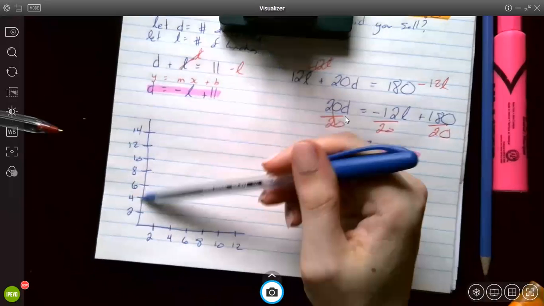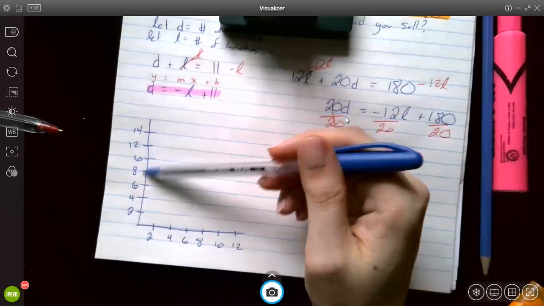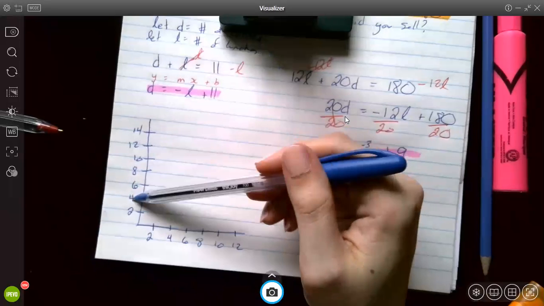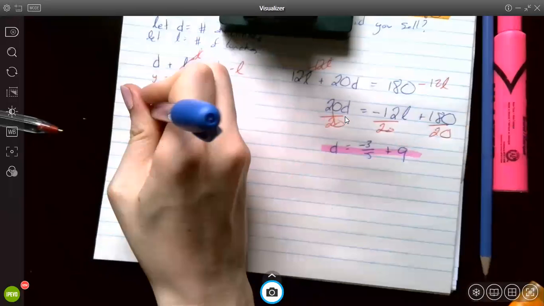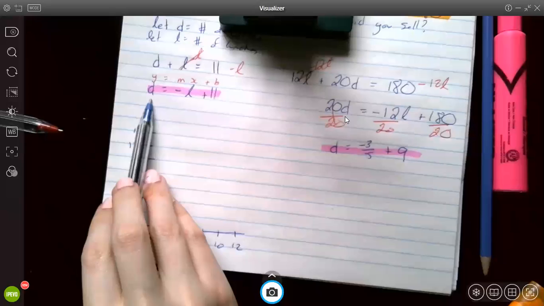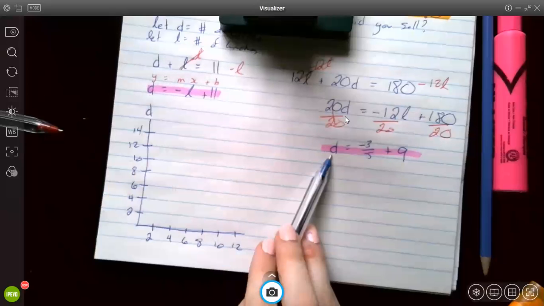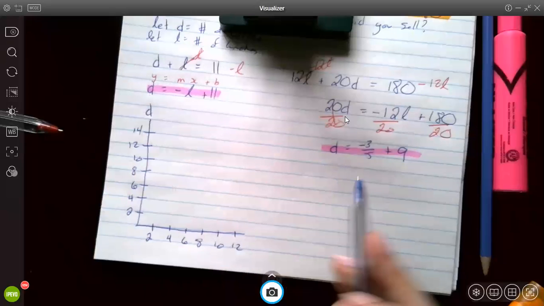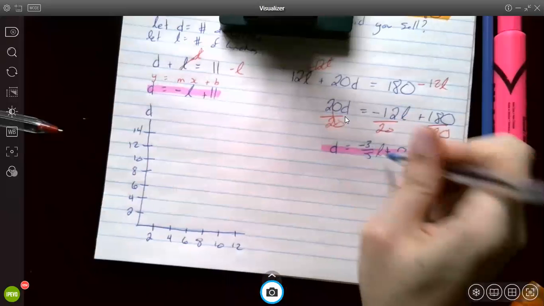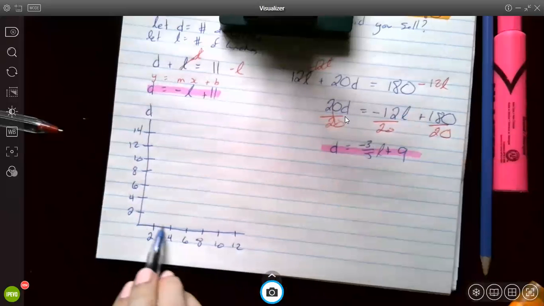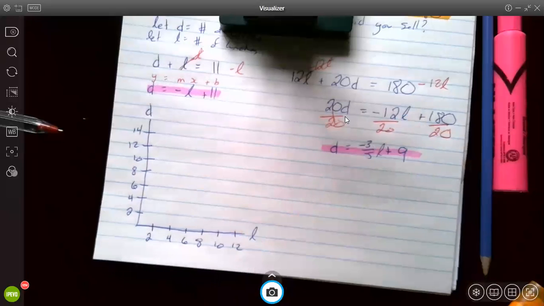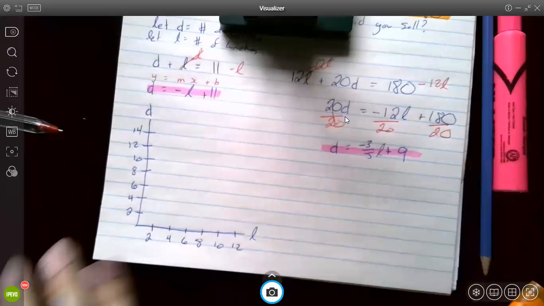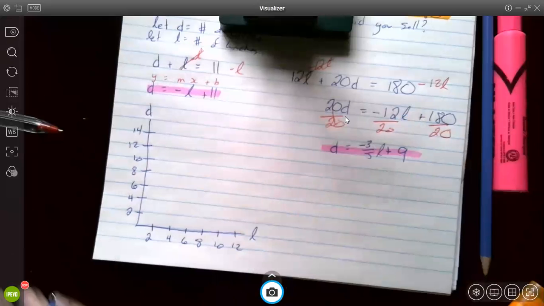Also, I want to label my axes. I'm not going to call this my y-axis. I am going to call it my d-axis because I have replaced y with d for my equations. Oh, I forgot my L over here. Which means that this isn't going to be my x-axis anymore. It's going to be my L-axis. Okay, but that's really as far as you have to go with labeling this.